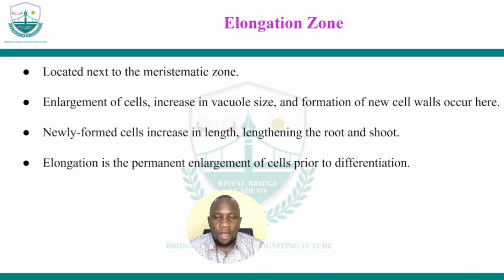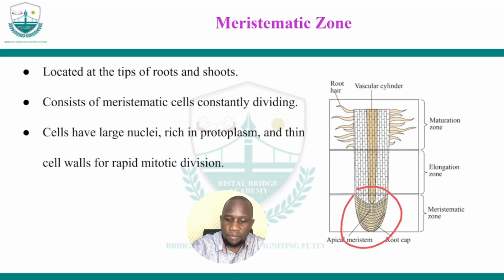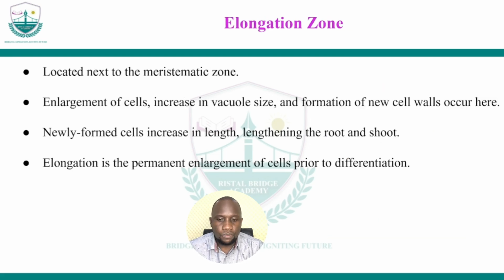Okay, for the root, they have this extra part. The roots have this extra part, that is the root cap. It protects the delicate meristemic cells of the root. Okay, and you don't have that in the apical meristems in the tip of the shoot.